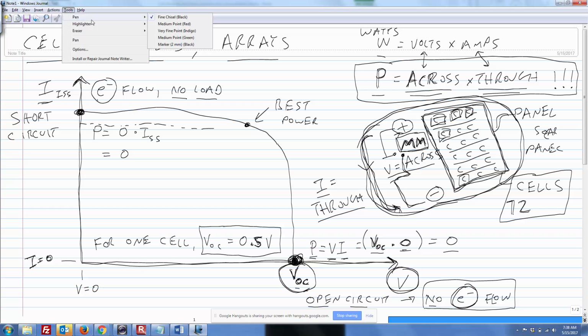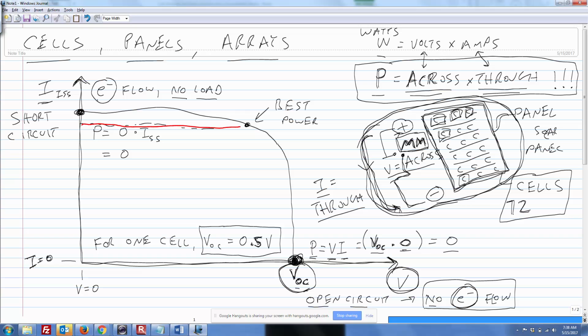So let me get a new pen going here. So this red line. All of this, this is the power. So power equals volts times amps. And this is going to be the best right here, where you have relatively high voltage, relatively high current. So if you go too far to the left here or too far down, you end up with zero power. So right at this point, and this is called the maximum power point.